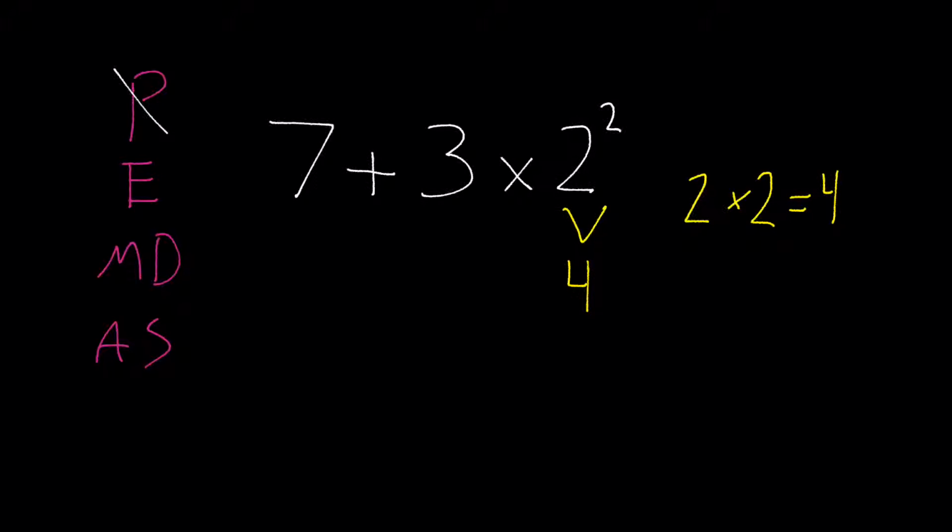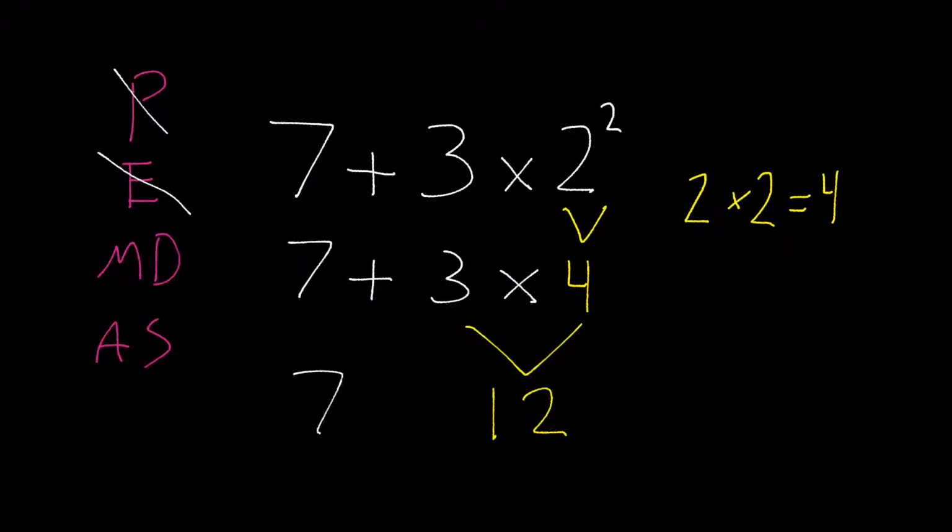So now we can rewrite what we haven't used yet, 7 plus 3 times 4. Now we don't have any more exponents, so I can cross that off. And then what would happen next? Well, any multiplication or division. That's our next step. So we would multiply 3 times 4, which is 12. Bring down what we haven't used yet, and our answer ends up being 19. So there we go. We've just solved an expression that also used an exponent.